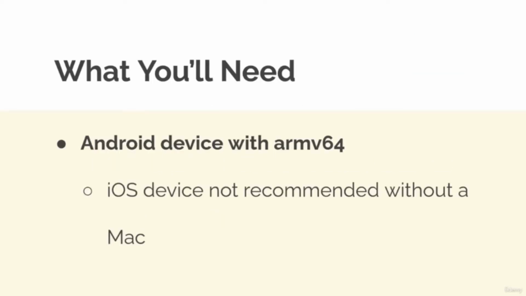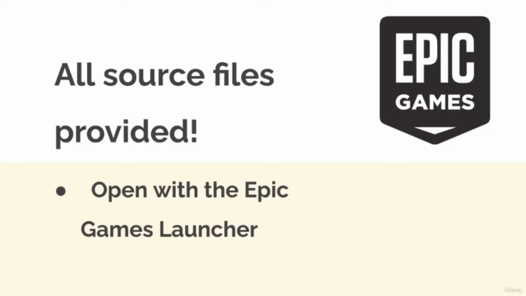You will also need a device to actually test the augmented reality project. You need an Android device with ARM version 64. An iOS device is not recommended without a Mac. So you do have to make sure your Android device is ARM version 64, nothing less. You can't use ARM version 32 or ARM version 7. That is too low of an Android device version, and Unreal 5 no longer supports that version of Android devices for testing. And we'll show you when we get there how you can check what version of ARM your phone actually is. We'll show you later on in this course.